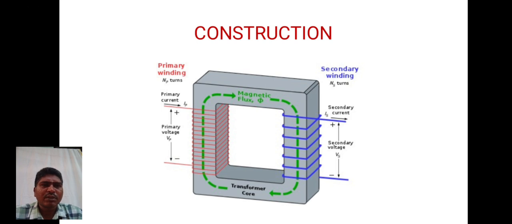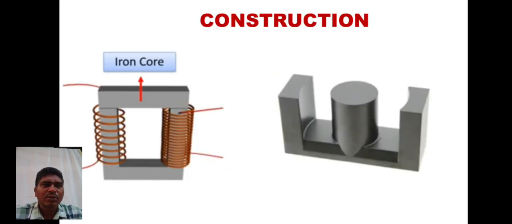From this you can see that IP represents the primary current. Similarly, VP represents the primary voltage and NP is the number of turns in the primary winding. Similarly on the secondary side, NS is the number of turns in the secondary, IS is the secondary current and VS is the secondary voltage. So for the construction of the transformer, as we discussed earlier, it has two windings: one is primary and the second one is secondary winding.